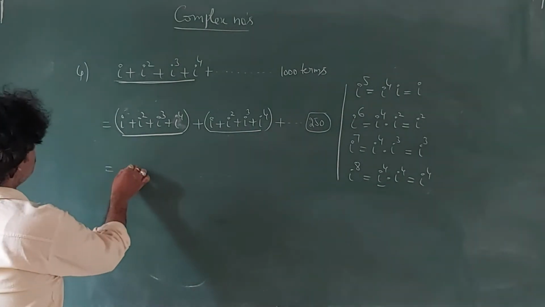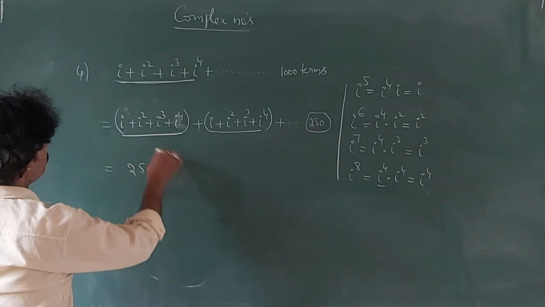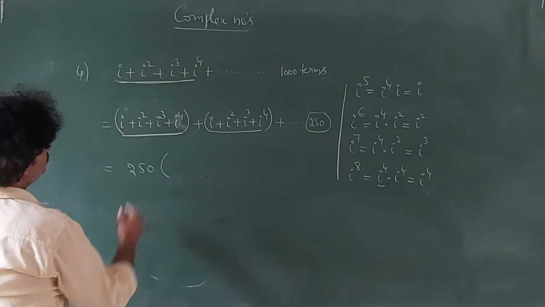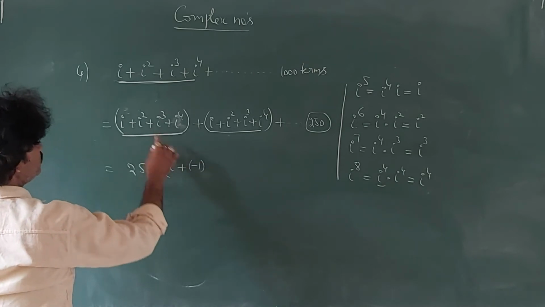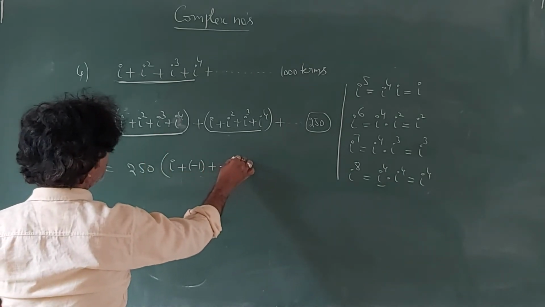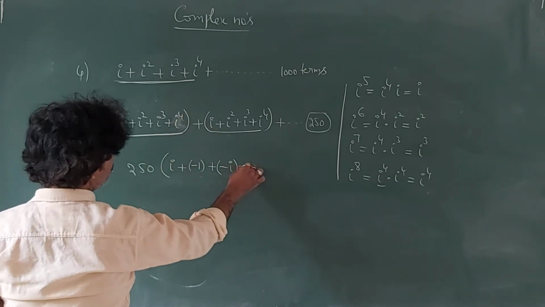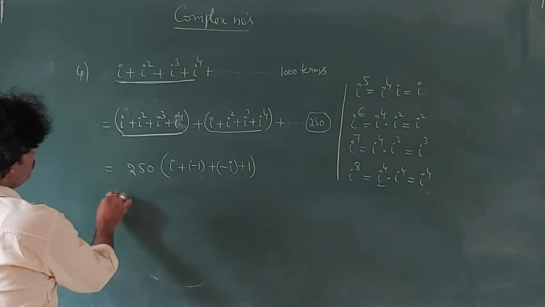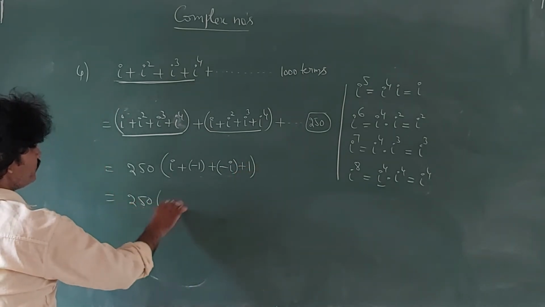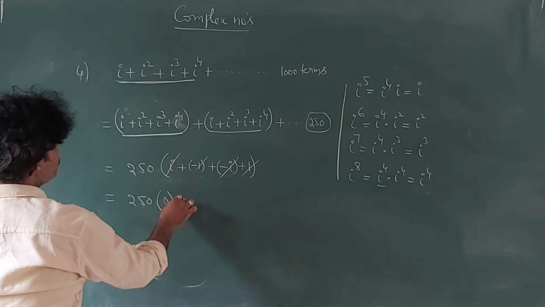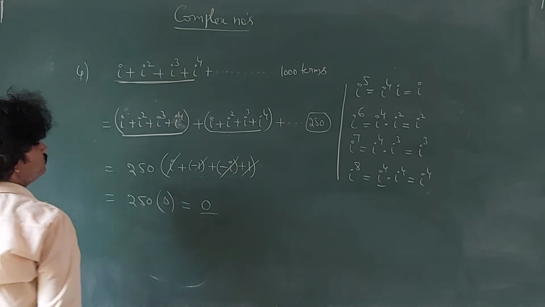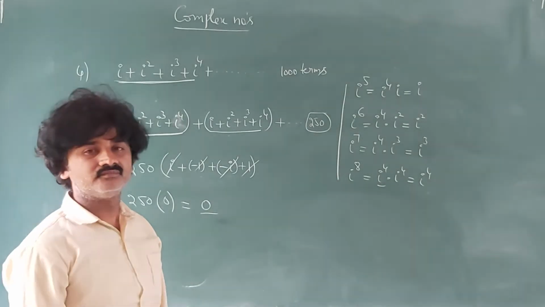So hence we can write 250 into, evaluate this one. i square value is how much now? Minus 1. i cube value is minus i. i power 4 value is 1. Now 250 into: plus i minus i is cancelled, minus 1 plus 1 is cancelled. So 250 into 0. Simple, is it?